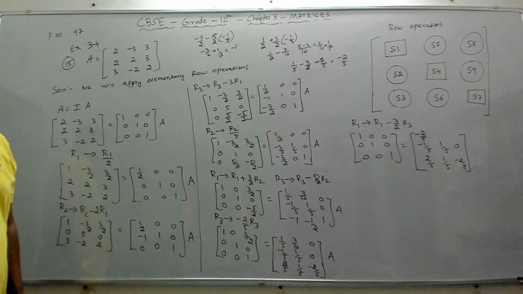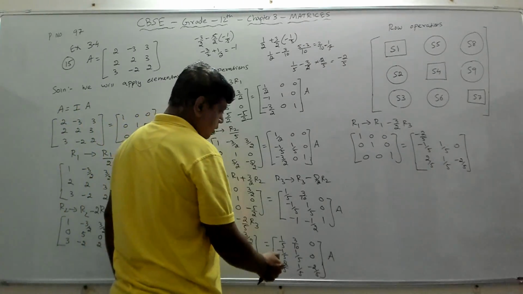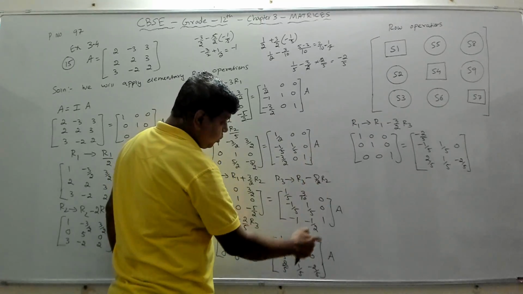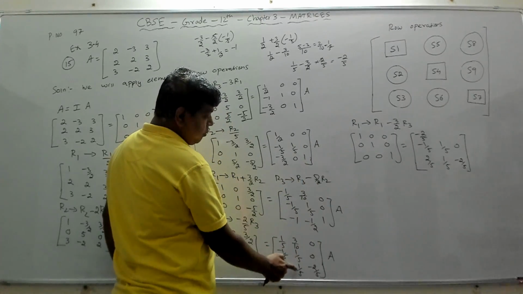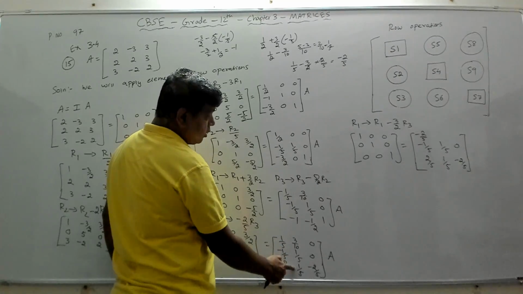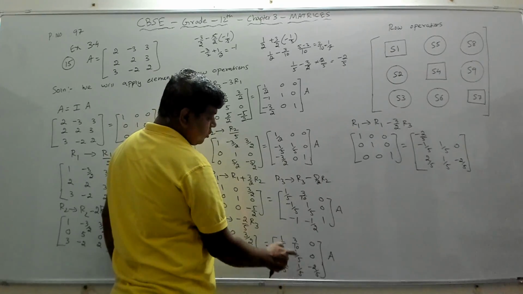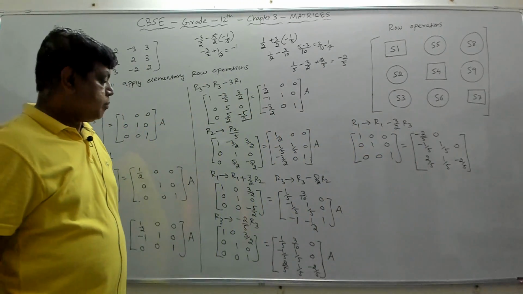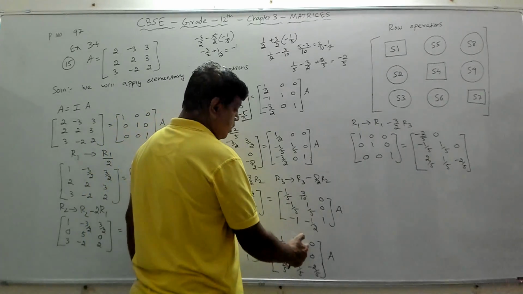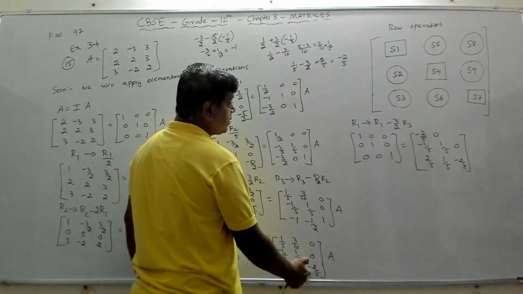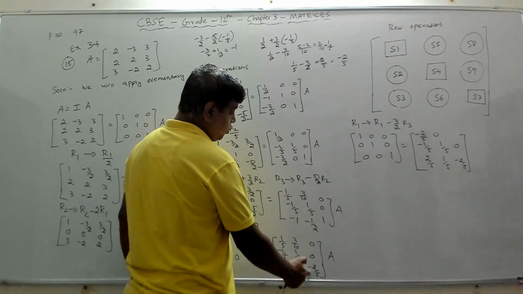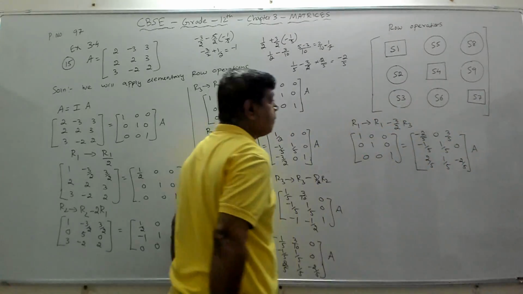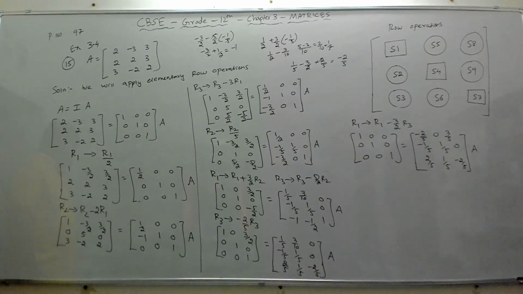Clear? Then again do this. 3 by 10 minus 3 by 2 of 1 by 5. So 3 by 10 minus 3 by 10 is 0. Then 0 minus 3 by 2 of this: 2 will go, minus into minus is plus, you get 3 by 5. So minus 2 by 5, 0, 3 by 5.